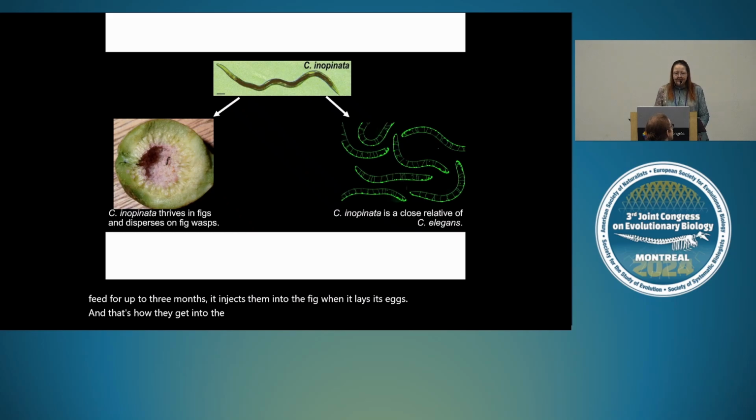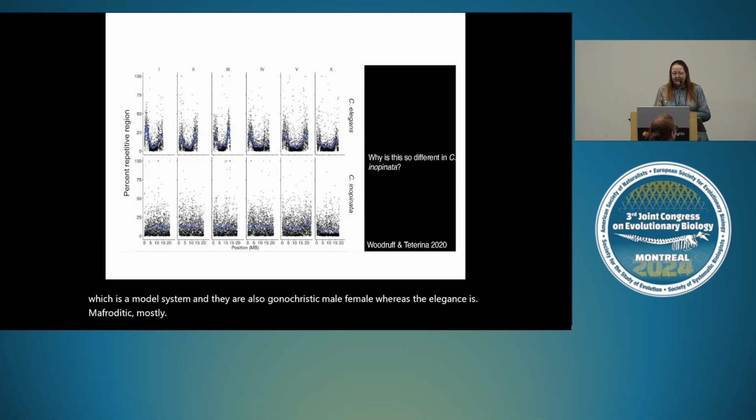So we have now talked about C. inopinata briefly. It is living in fresh fruit, figs. It has wasps as their vector. Its sister species is C. elegans, which is a model system. And they are also gonochoristic, male-female, whereas C. elegans is hermaphroditic mostly. They also have an incredibly strange, repetitive background.